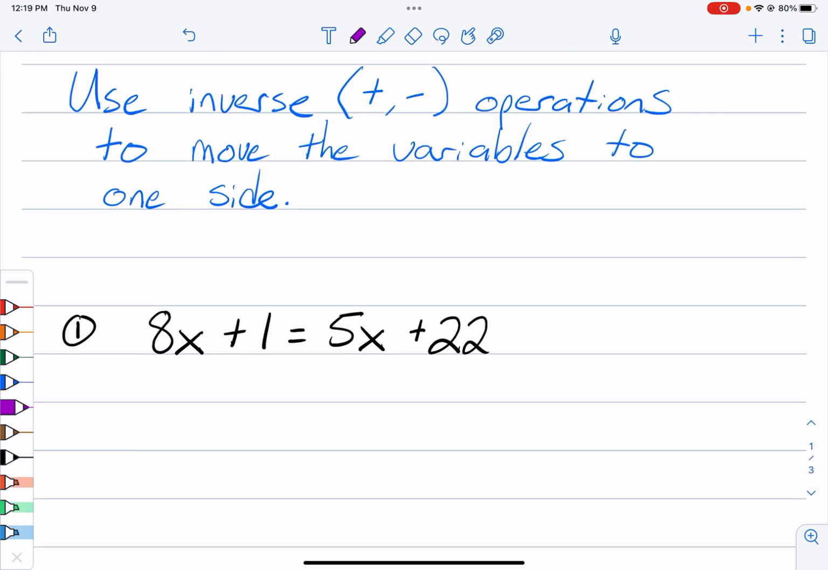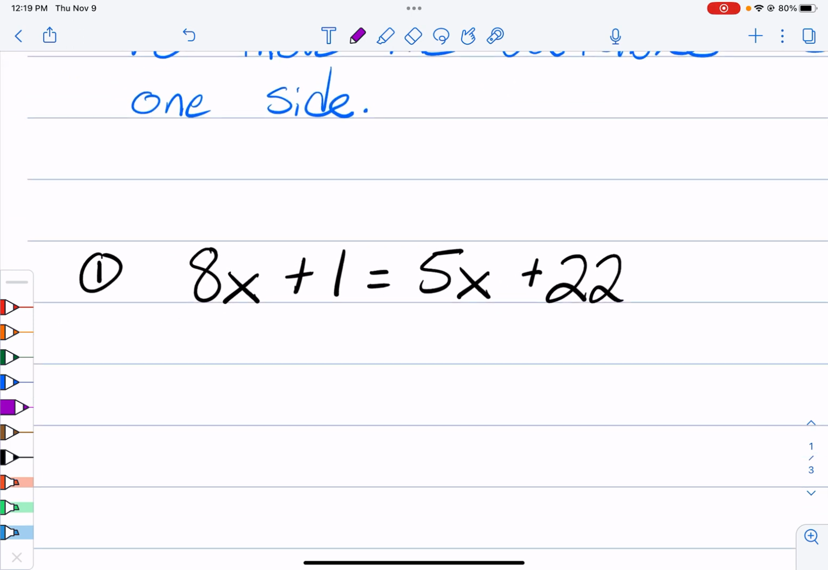Number 1 says 8x plus 1 equals 5x plus 22. So you'll notice that there are variables on both sides. There's an 8x on the left and a 5x on the right. It is my choice if I want to move all the variables to be on the left or on the right. And the answer for you is really how comfortable are you with positive or negative numbers.